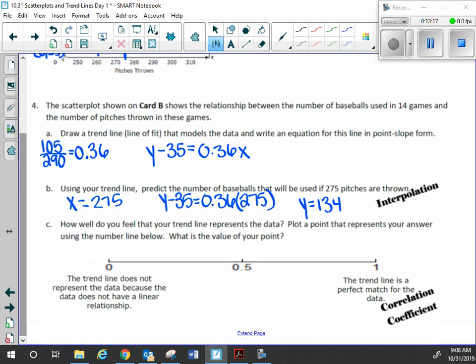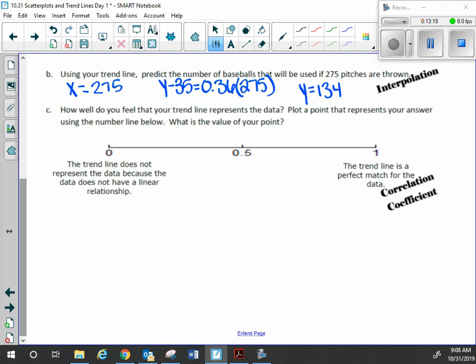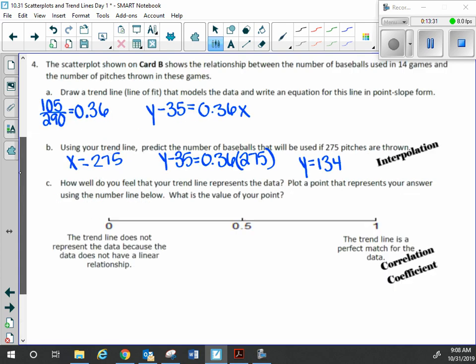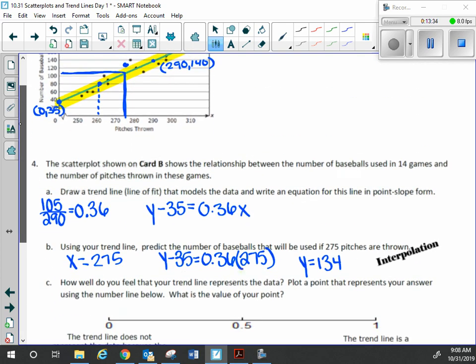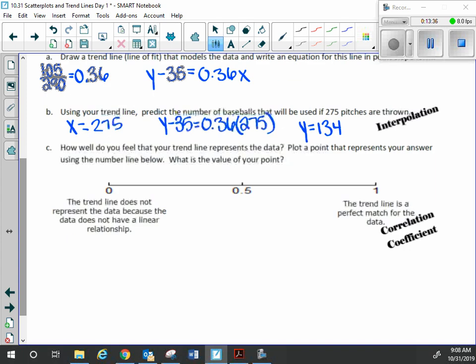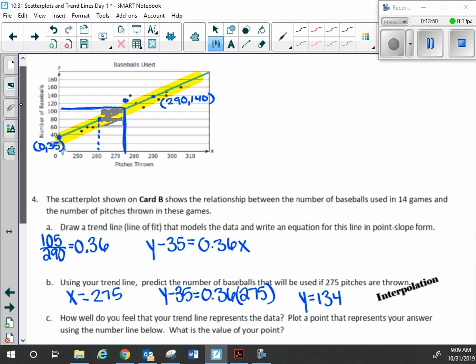Now, how well do you feel like your trend line represents the data? Plot a point, represent your answer using the number line below. So 0, the trend line does not represent the data because the data doesn't have a linear relationship. Well, is that true? No, it's pretty linear, right? So your correlation, this is called a correlation coefficient. It ranges from 0 to 1 or 0 to negative 1, depending on your slope. But the closer it gets to 1, it means your points are closer to a line. So it's not quite a 1, right? Because that's not a perfect line.